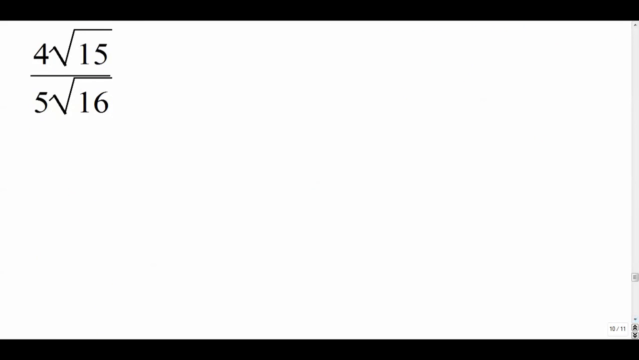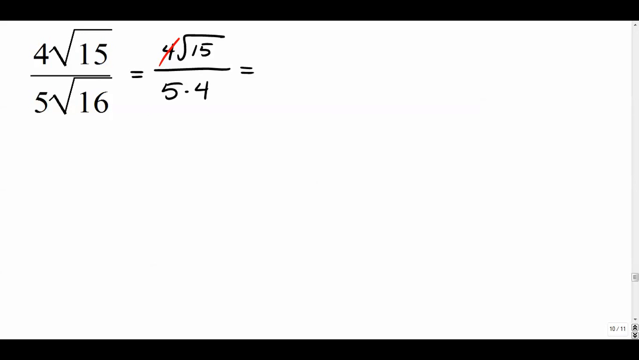How about something like this, some division? For this particular problem, I'm looking at the denominator and I know the square root of 16. The square root of 16 is a nice, easy number. The square root of 16 is 4. Let me rewrite that: 4 radical 15 divided by 5 times 4. All I did there was ask what number multiplies together to get 16, and it's 4 and 4. So I write that down there and notice the radical disappears.